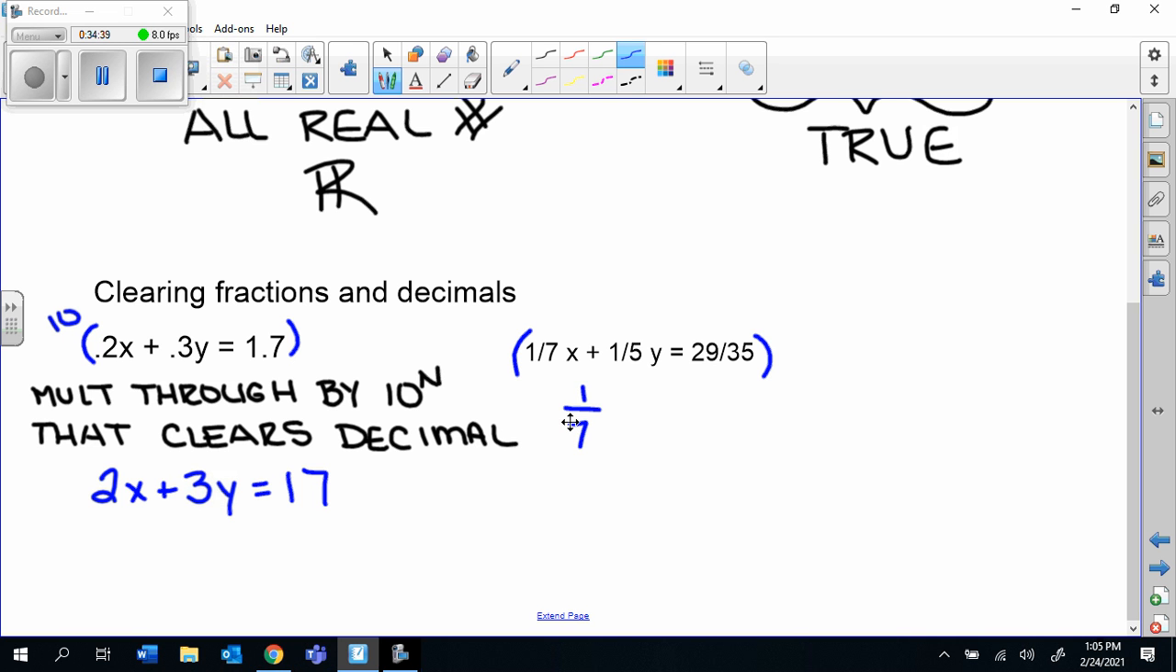Okay, if you want to rewrite this so that it's more clear that the denominators are what they are, you can rewrite it like this. And then I am quite certain that in chapter 3 we talked about how to clear fractions. So between 7 and 5 and 35, my common denominator is 35. So you're just going to multiply everybody through by 35.